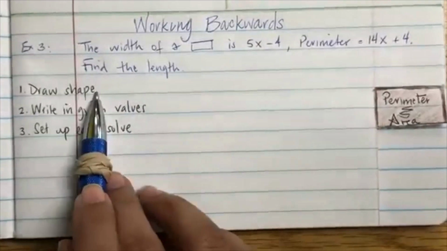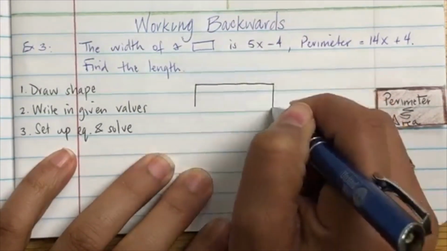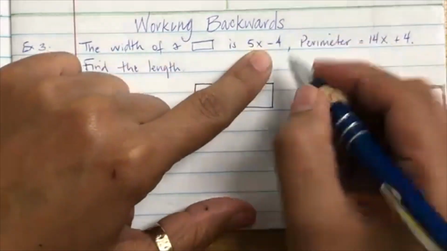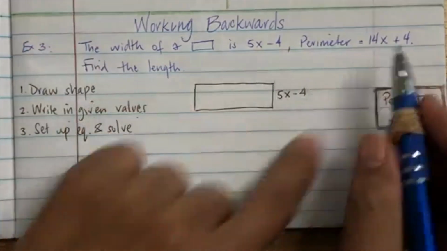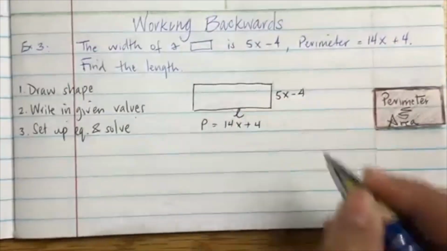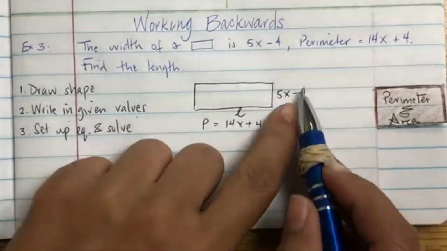Right, now we're just going to take a look at working backwards. So finding the length given the perimeter. First thing you do is you have to draw the shape. And then write in what they give you. So they give you the width, so that's 5x minus 4. They give you the perimeter, so P equals 14x plus 4. And they're asking you to find the length L. Set it up and solve it.